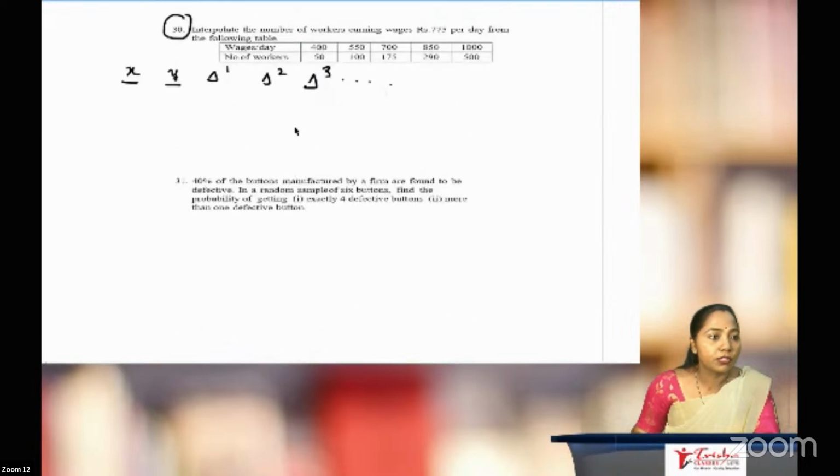Do you want me to solve the sum? Or shall we solve the sum related to theoretical distribution and inference? Yes, dear students.